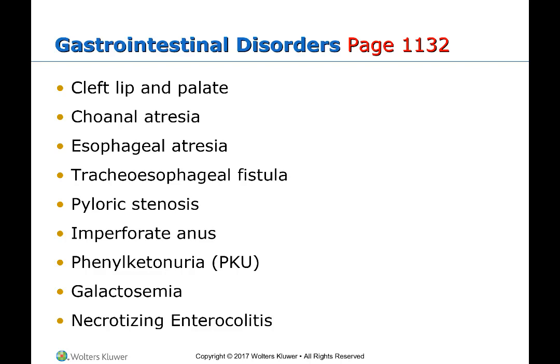So surgical repair, and this usually happens when they're fairly young. So cleft lip, cleft palate, that can be fixed with surgery.